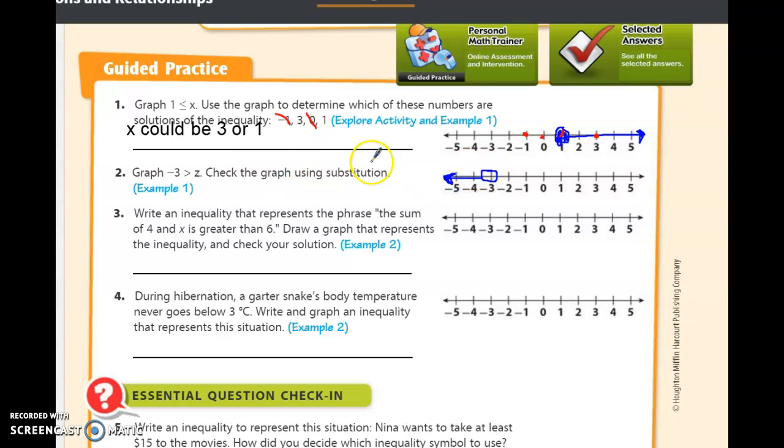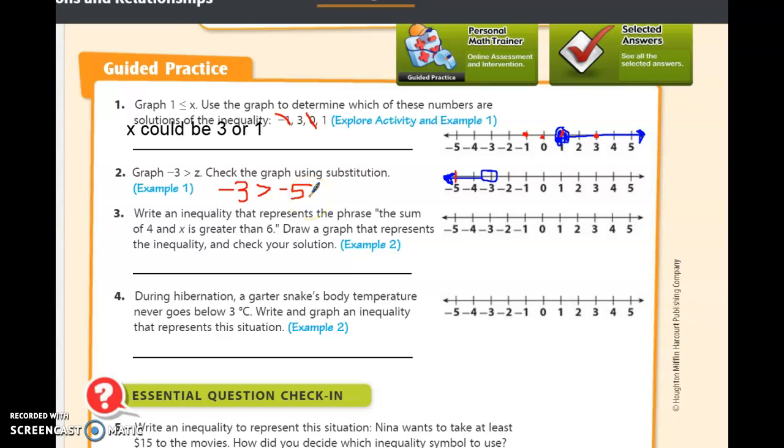It does say check the graph using substitution. So again, I just substitute a number that's in the highlighted area, maybe -5, and I say, if I put -5 in for z, would it be true? Is -3 greater than -5? Yes, it is. So I know I did it correctly.